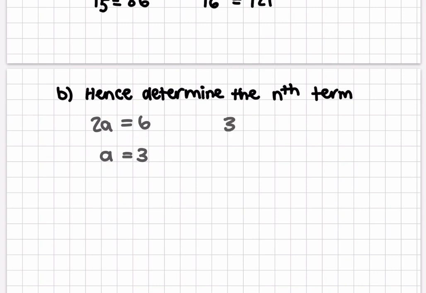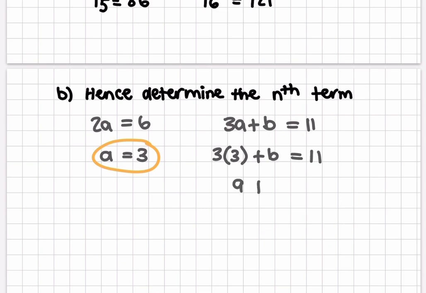Then we say 3a plus b is equal to 11. I've solved for a, so I can sub it into this formula over here. 3, sub in your 3, plus b is equal to 11. I have 9 plus b equal to 11. Subtract 9 on both sides. B is equal to 2.